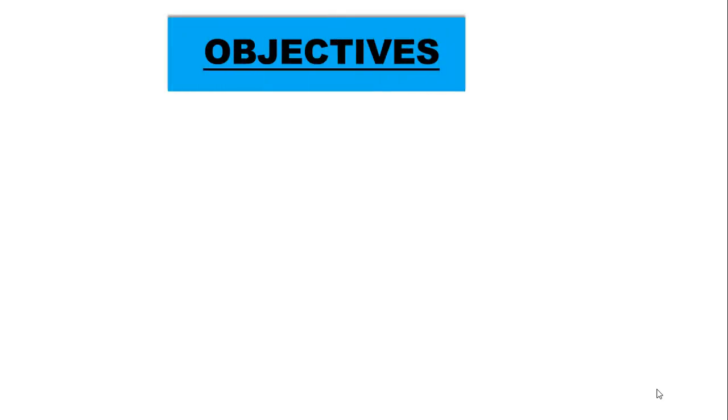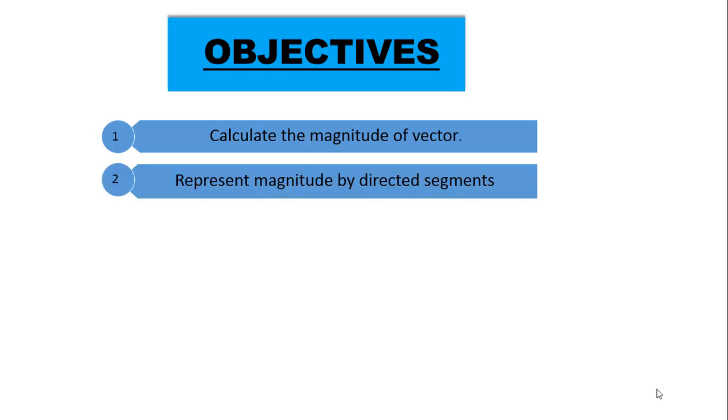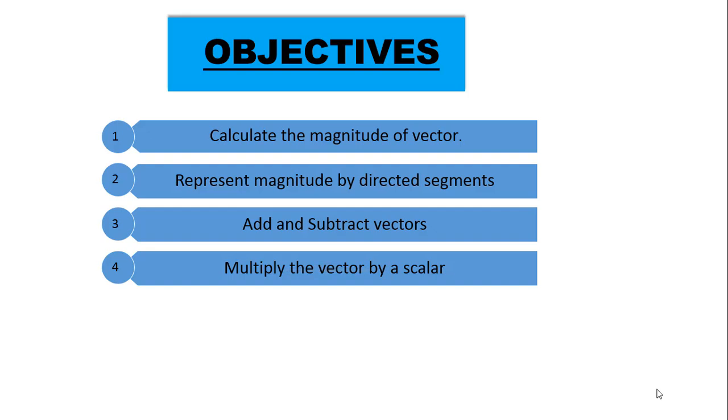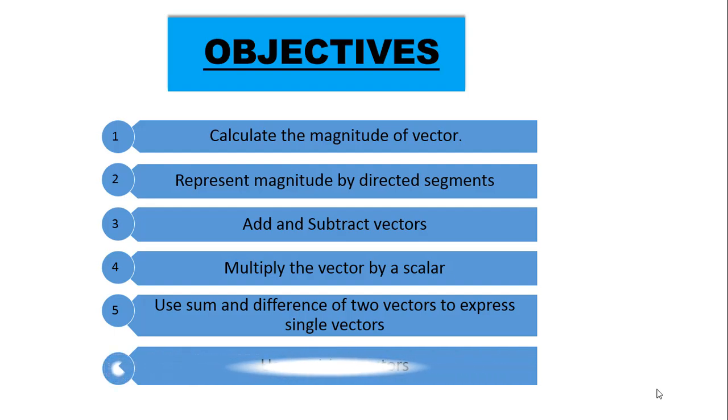Students, as I told you earlier, we have to attain 6 main objectives in this particular topic. Number 1, calculate the magnitude of the vector. Number 2, represent the magnitude by directed segment. Number 3, we must know how to add and subtract 2 or more vectors. Number 4, multiply the vector by a scalar number. And number 5, we have to learn how to use the sum and difference of 2 vectors to express them in a single vector. And number 6, use position vectors.